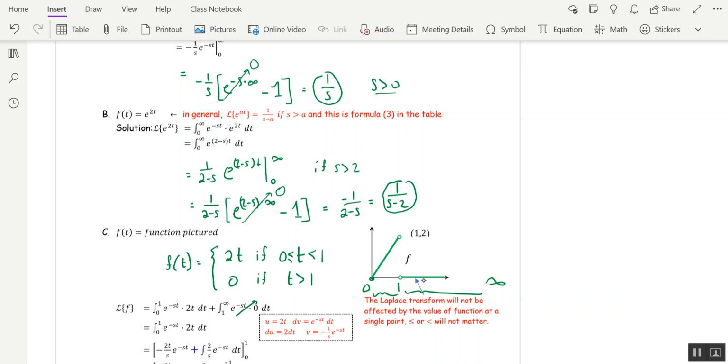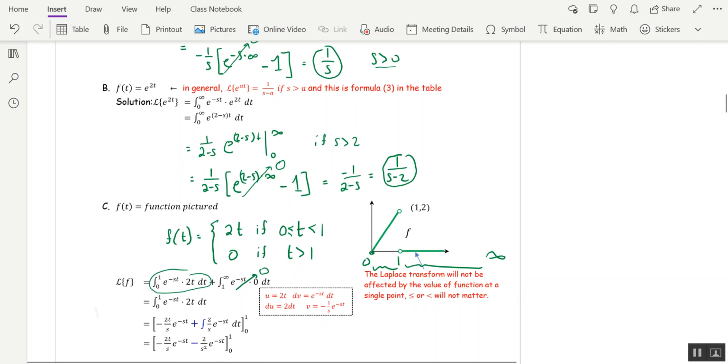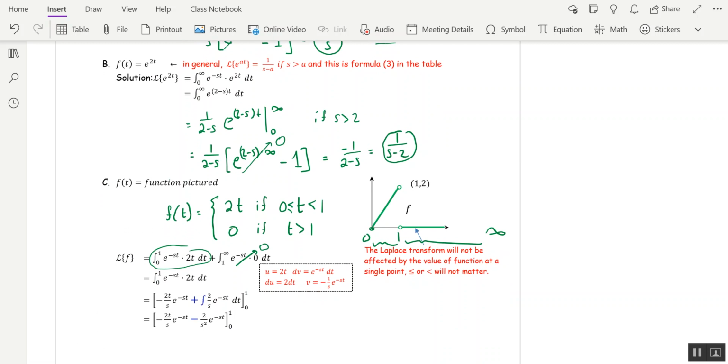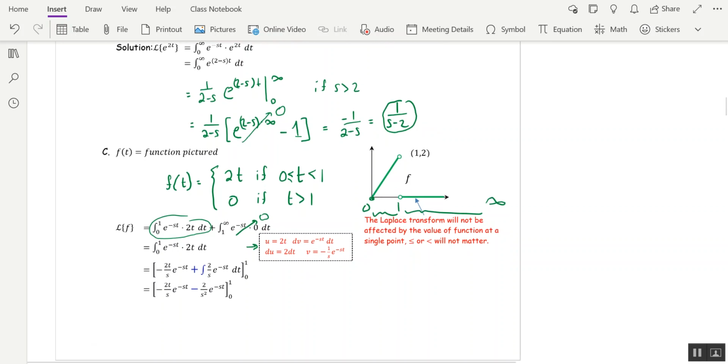The second integral drops out completely because the function's 0. So really we're just left with one integral going from 0 to 1 of e to the negative st times 2t. So that's an integration by parts, which I did. You can read that. You might want to pause the video, read through my parts, read through my integration, and make sure you agree with what I got. Okay, so I'm down here now.